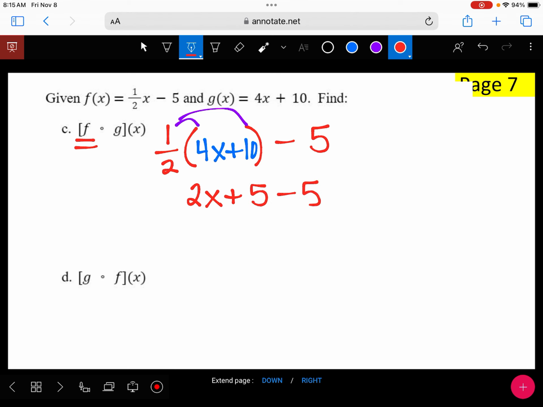Bring down the minus 5. And when you combine your like terms, that would be the plus 5 and the minus 5. They cancel each other out. And you're left with 2x as your answer.